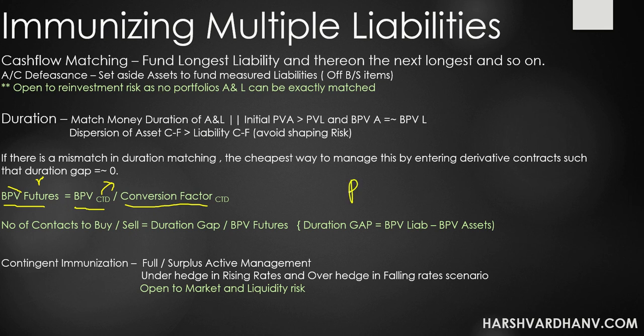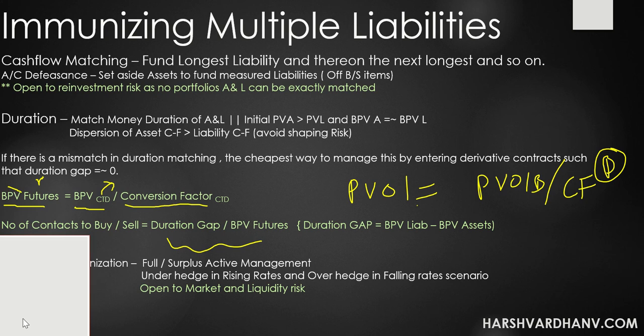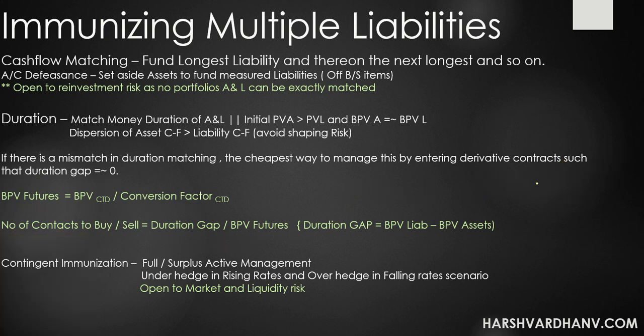So BPV of futures is basically, I'm saying that PV01 of a future contract is basically PV01 of a bond upon conversion factor. This will give me a PV01 of the bond. And now I need to know how many contracts I need to buy and sell so that my duration gap is taken care of, right? Now, what is duration gap? So we understood that duration gap over here I've written, it is basically PV01 of liabilities minus PV01 of assets. If this is close to zero, your interest rate risk is close to zero, right? Because your assets and liabilities are taken care of in terms of interest rate risk.